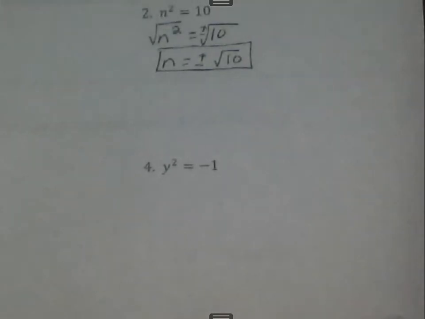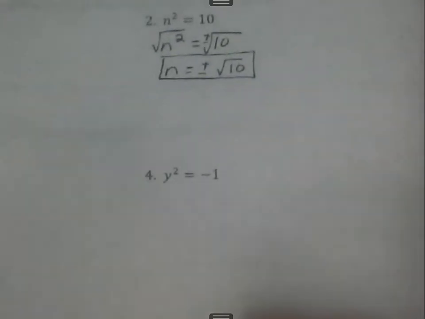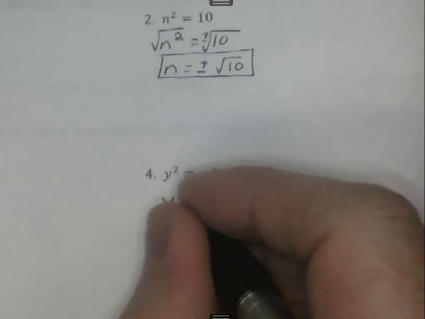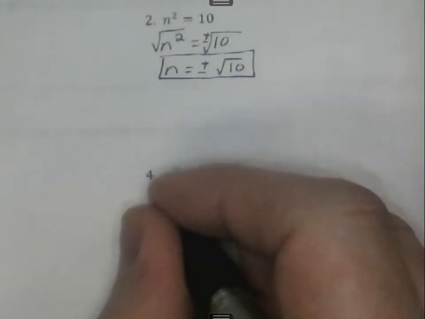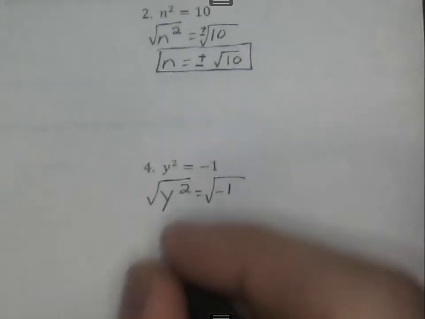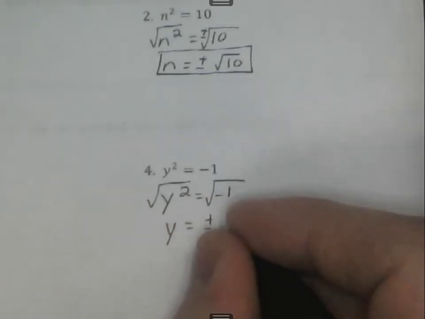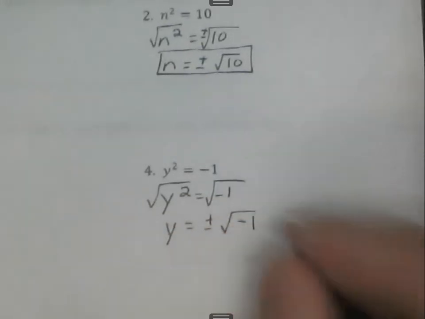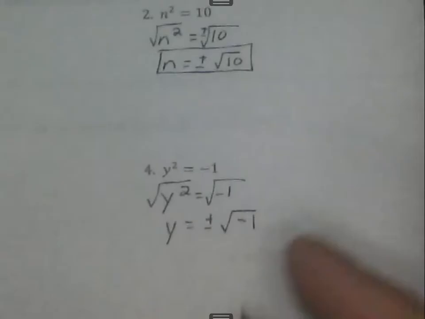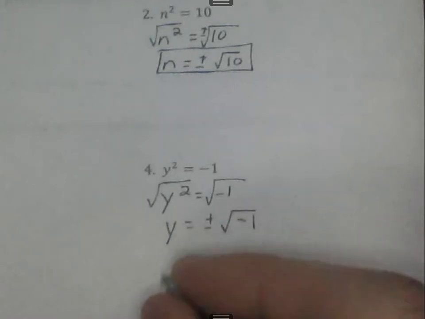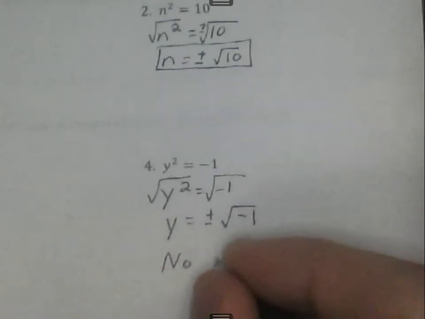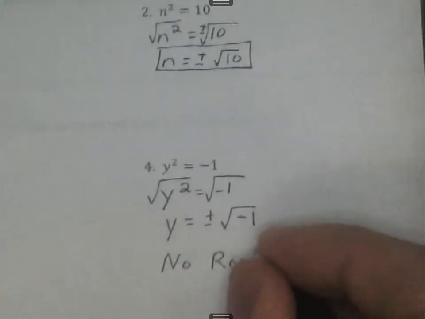All right, go ahead and try number 4. The correct answer for number 4 is, by taking the square root of both sides, I get y is equal to plus or minus the square root of negative 1. Now we have a problem because remember, we cannot have a negative square root. So in this case, our answer is going to be no real solutions.